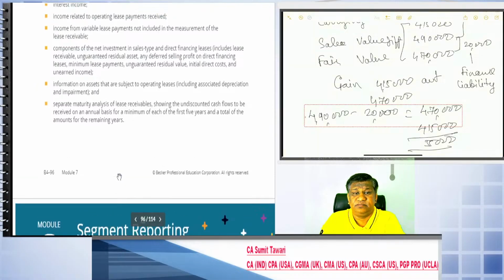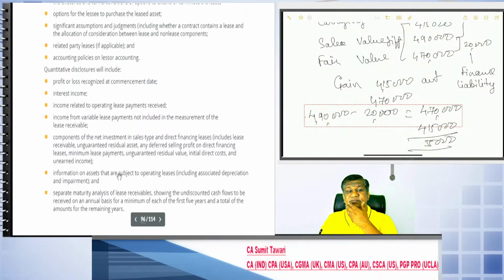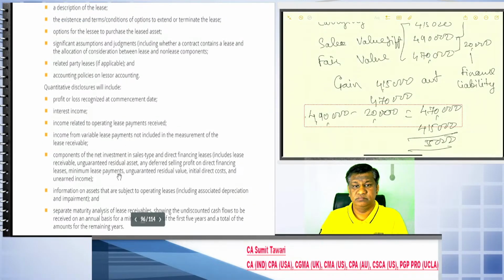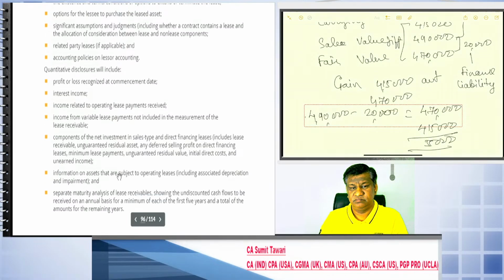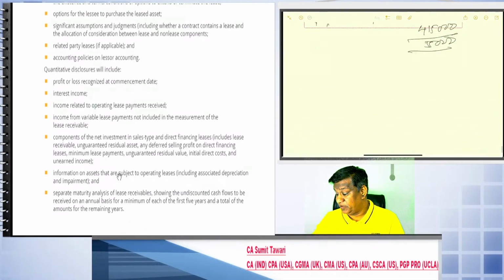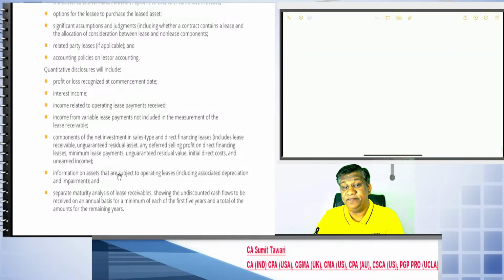Any doubt here? Yes. In real life, many of the companies sublease the fixed asset. So what will happen? What entries do we have to pass, or what happens if there is a sale and leaseback?